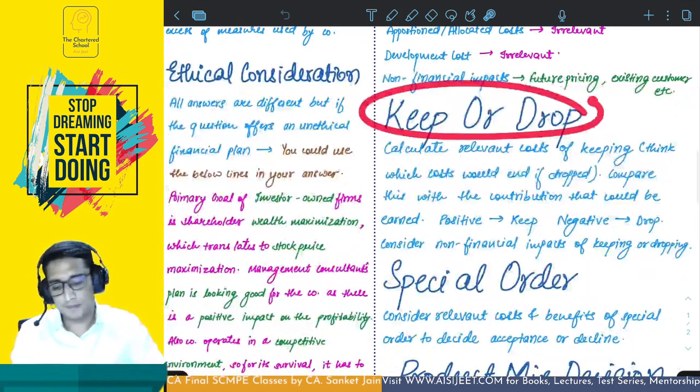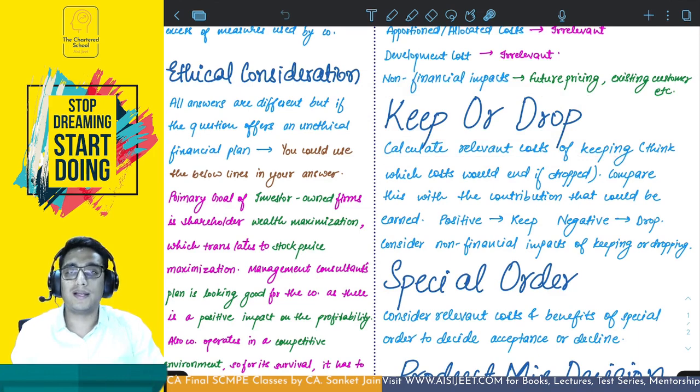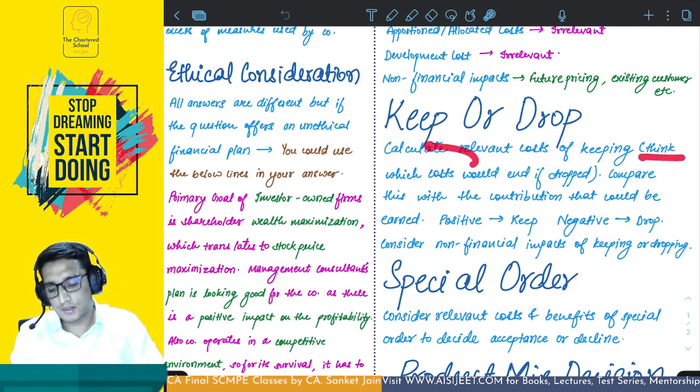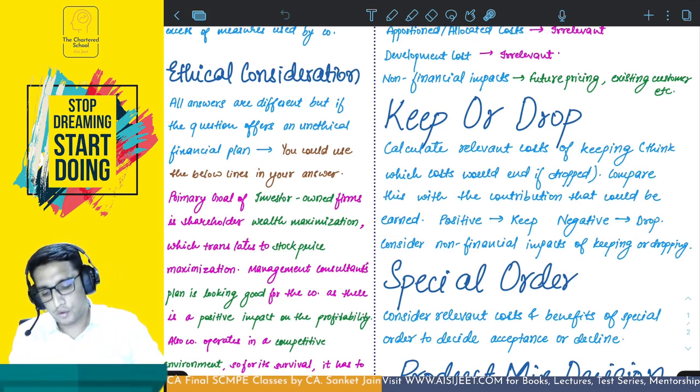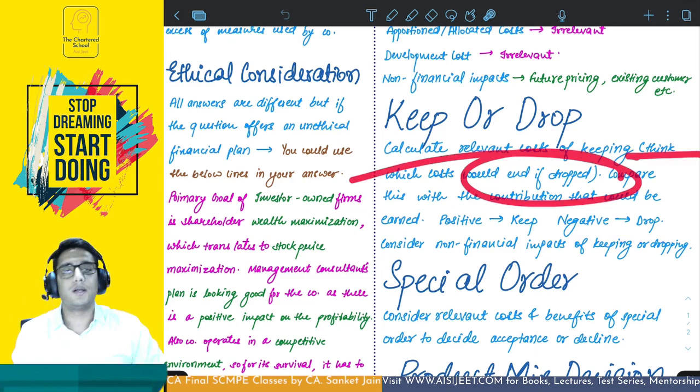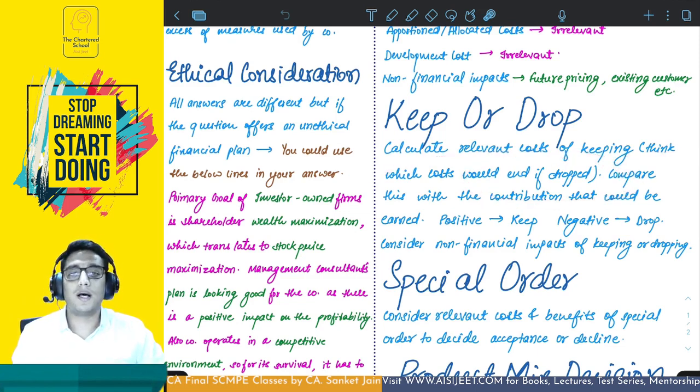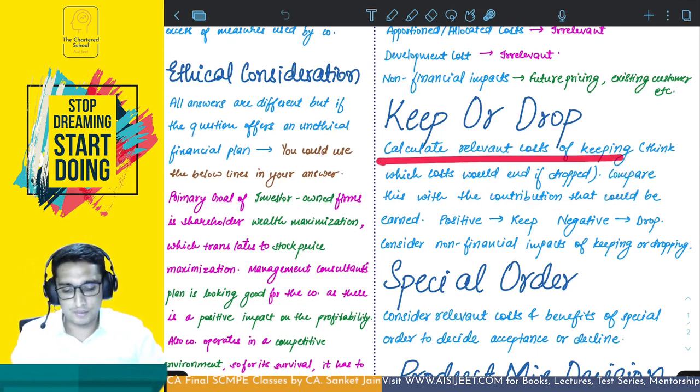Next is keep or drop. Calculate the relevant cost of keeping. How you have to calculate is, think which cost would end if the product is dropped. If you dropped it and it ended, it is relevant. If you dropped it and it still did not end, how is it relevant? It is going to be incurred anyway. So if the cost would end when you drop the product, those costs are relevant. So you have to calculate the relevant cost of keeping.